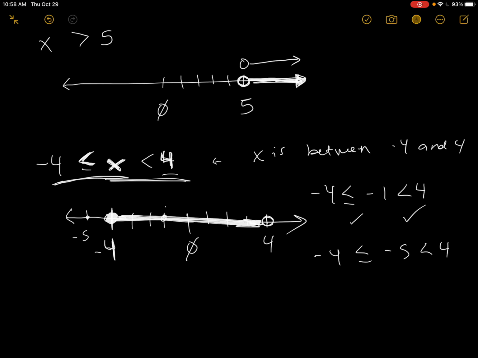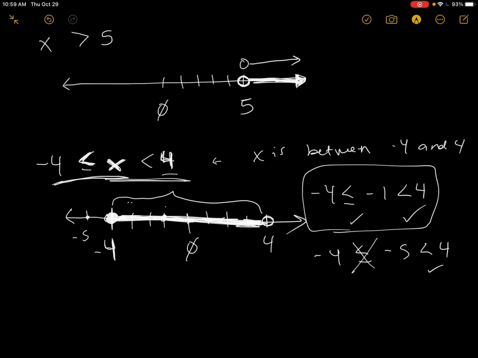Is -5 greater than -4? No, it is not. But -5 is less than -4, right? So it checks out on one, but it doesn't check out on the other. It needs to check out on both sides in order to be true. So this shaded area between represents all the answers, all possible answers for x.